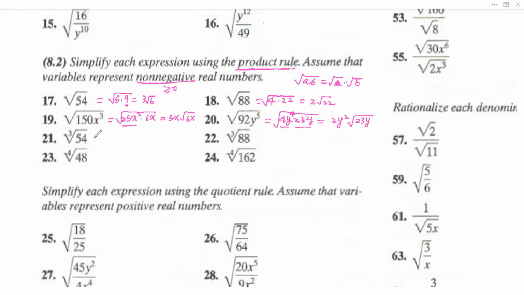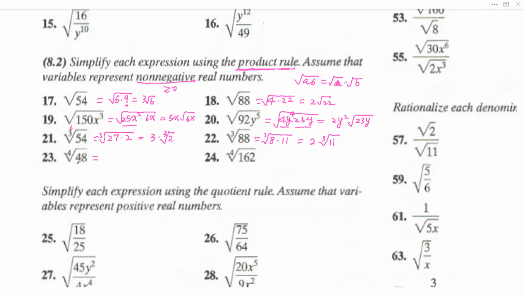All right. See number 21. Number 21, you can see this cubic root. So we need 27 times 2. All right, cubic root. So the cubic root of 27 became 3 times the cubic root of 2. What about this one? We can get 8 times 11 cubic root. We know the cubic root of 8 is 2, right? So it became 2 cubic root of 11.